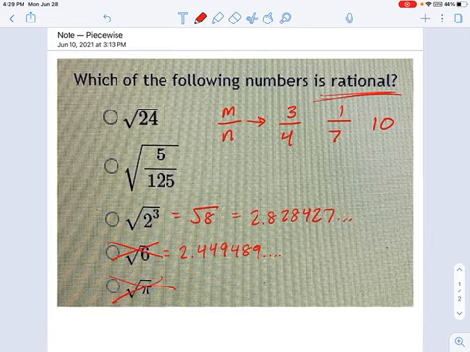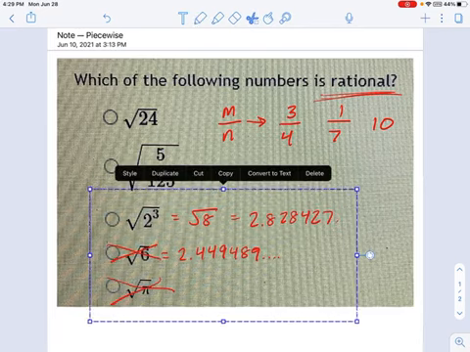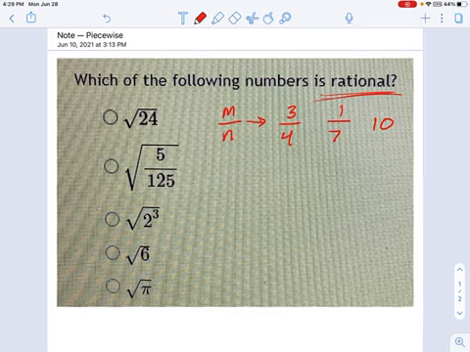How about the square root of 5/125? Well, initially you may be looking at that like, gosh, that's even worse. That's a fraction inside a square root. And you know that the square root of 5 is not rational. If you type it into your calculator, you're going to get another one of these terrible decimals. But think about what 5/125 is. Okay, I need some space. What's 5/125?